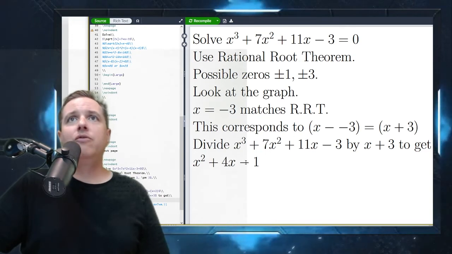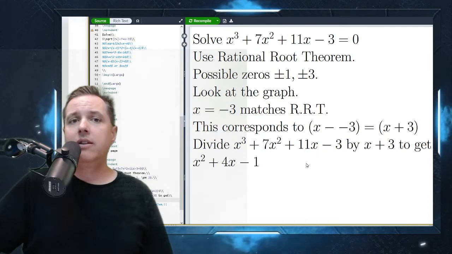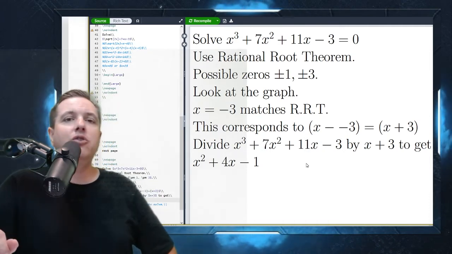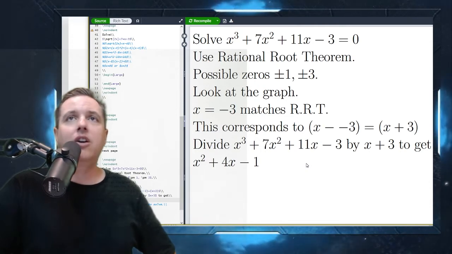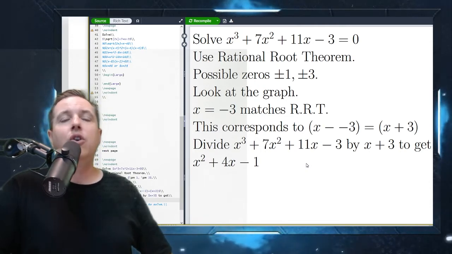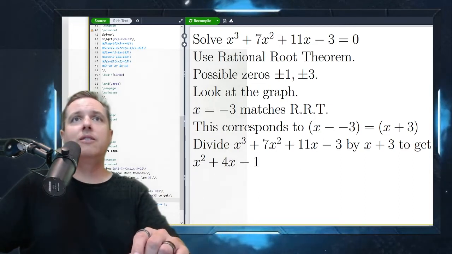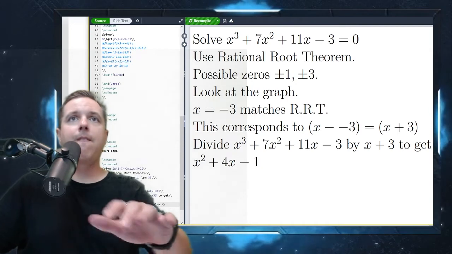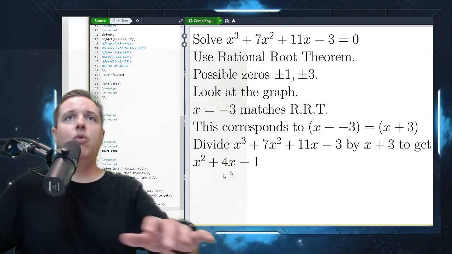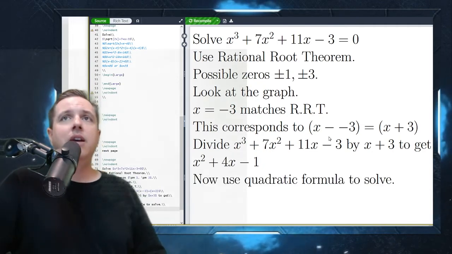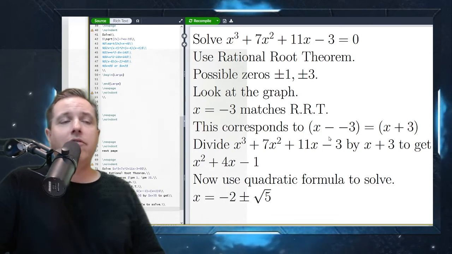So after you do that division, what you end up with is x squared plus 4x minus 1. And you go, okay, well now we just need to solve that. That's great, it's down to a quadratic. And you go about trying to factor it. That's not going to work. So guess what you're going to do? Quadratic formula. So you apply the quadratic formula to this. And once we apply that quadratic formula, what you end up with is x equals -2 plus or minus the square root of 5, right?